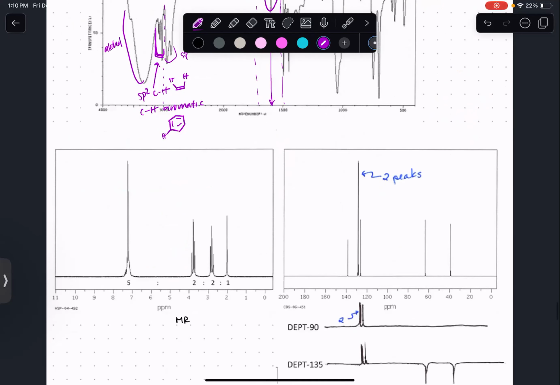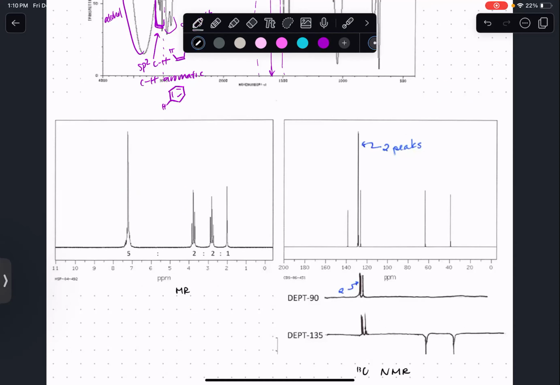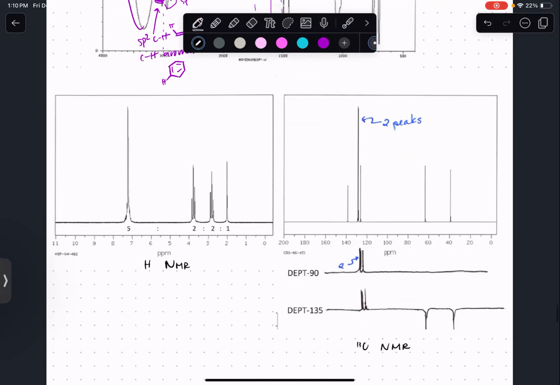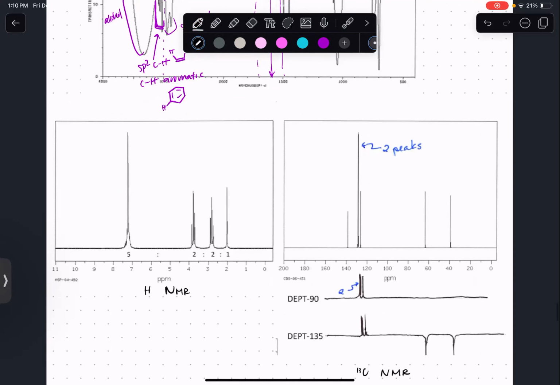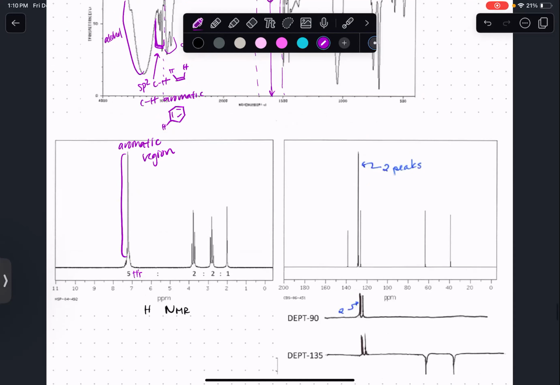Now I can look at my hydrogen NMR. Why did that get erased? My hydrogen NMR and my carbon NMR to see how my atoms are actually arranged. So when I look at the hydrogen NMR, these 5 hydrogens are in the aromatic region. So that tells me that my ring is monosubstituted.